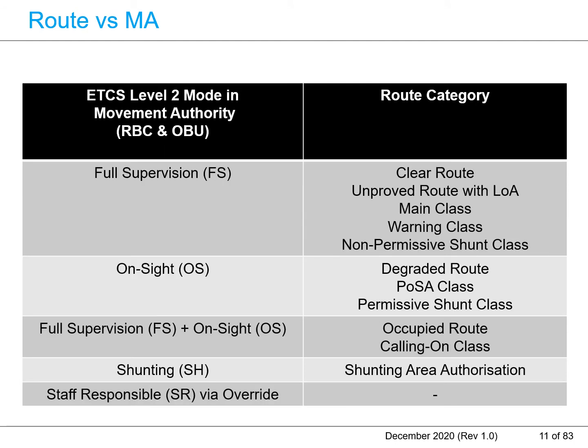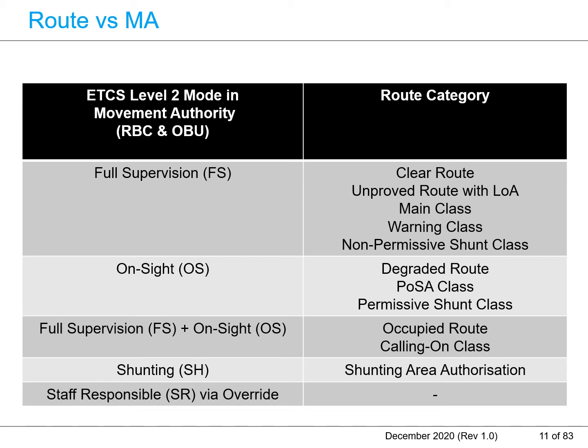This table shows each ETCS Level 2 operation mode can apply to more than one route category. The operation mode within the movement authority information is generated in the radio block center, and the information is transferred to the onboard ETCS. The route category information is generated within the interlocking system, and the information is transferred to the radio block center.